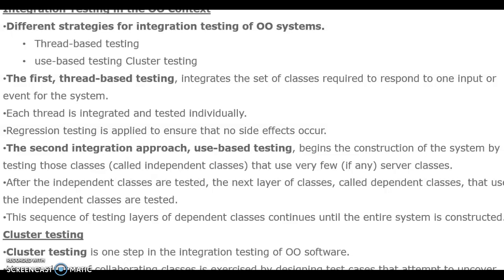In the thread, it integrates the different classes into a single thread. It integrates the set of classes required to respond to one input or event for the system. The classes that depend on one input are integrated into a thread, and each thread is integrated and tested individually. Regression testing is applied to ensure that no side effects occur.